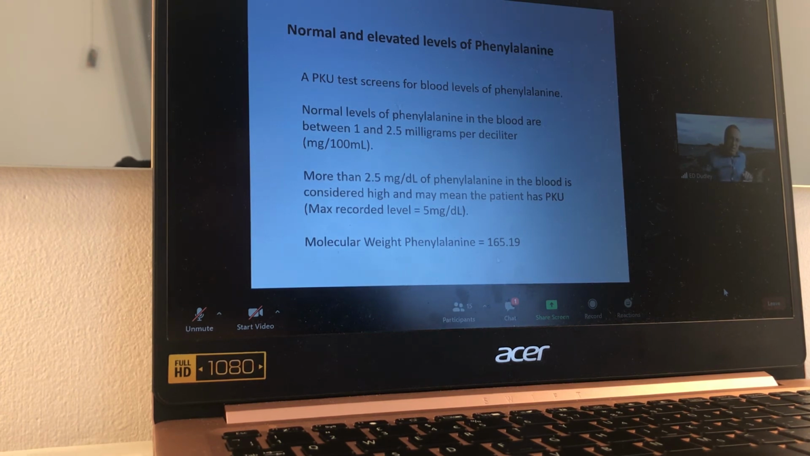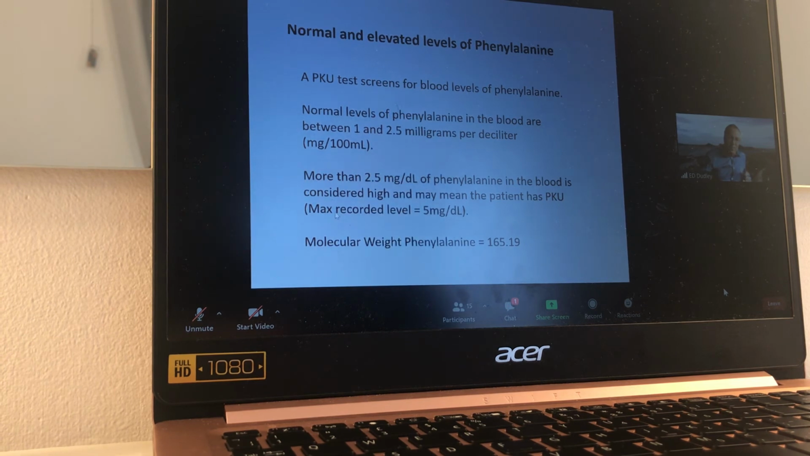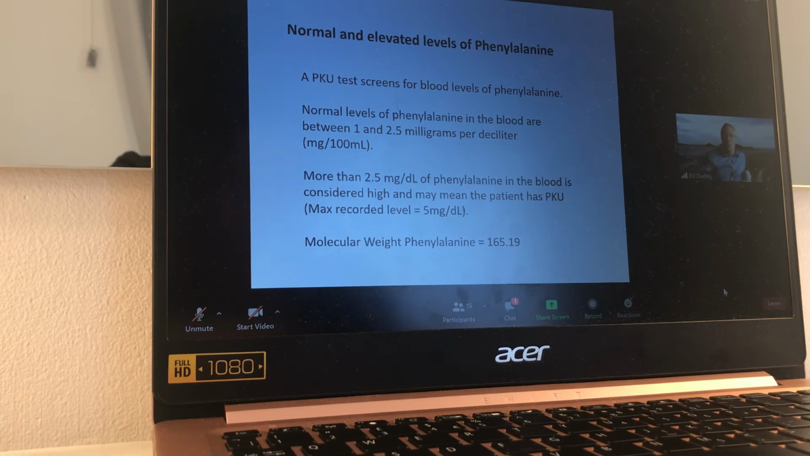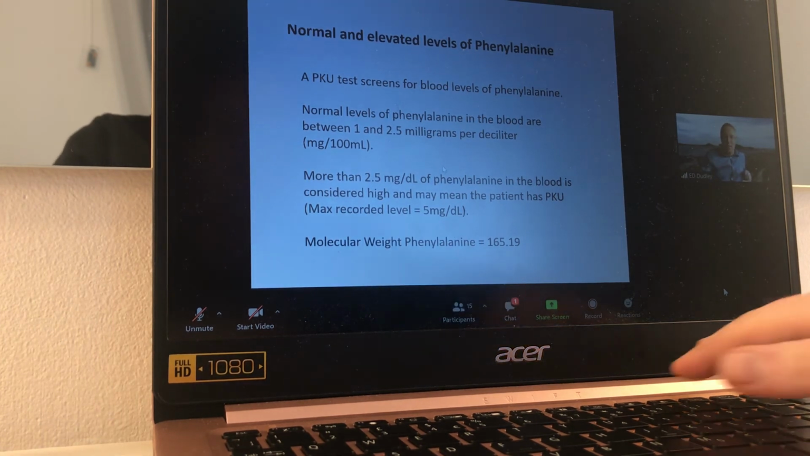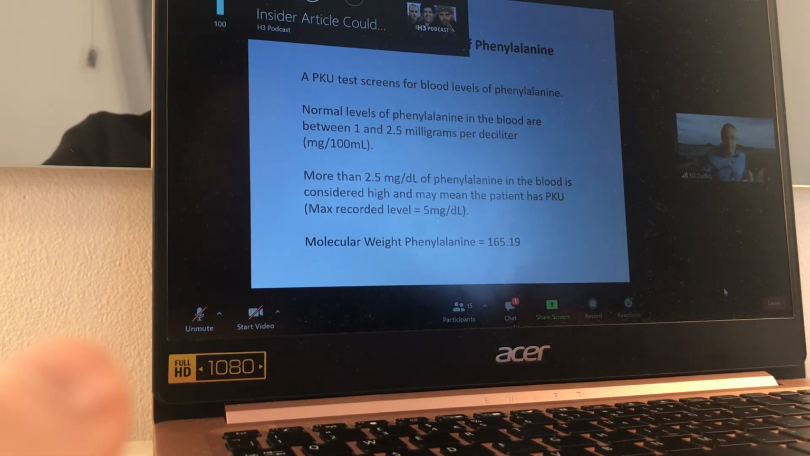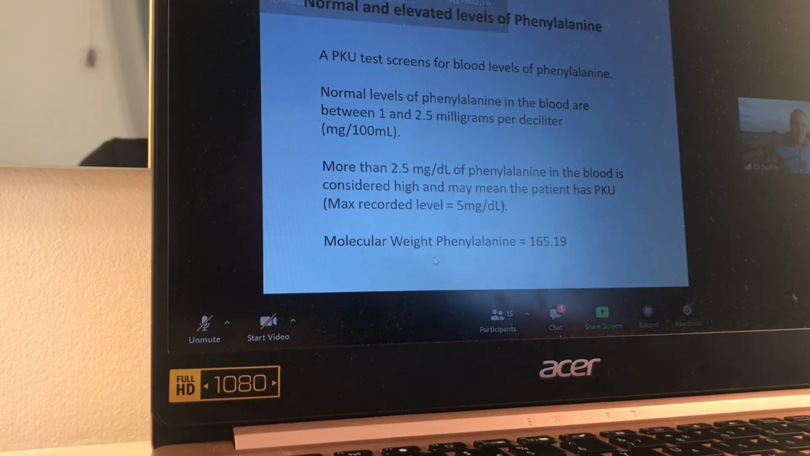The maximum amount you would expect to find in a sample is 5 milligrams per 100 ml. That represents the dynamic range of concentrations that the assay must cover, so it must be able to quantify everyone who has phenylalanine values in these two ranges. And you need to be aware of the molecular weight of phenylalanine, which is 165.19.